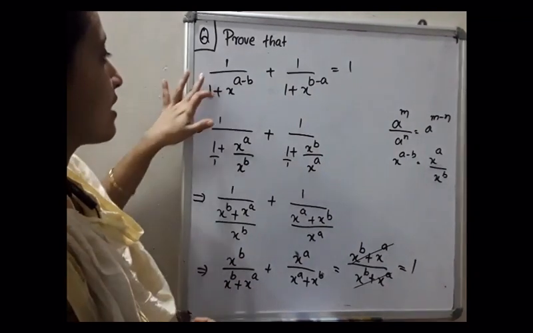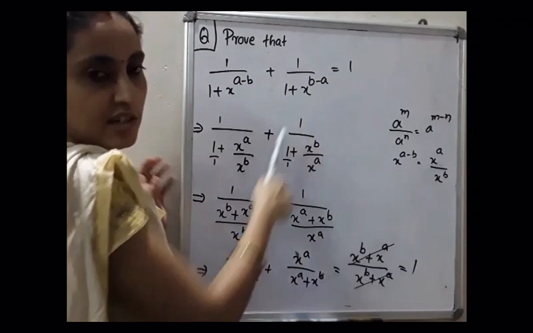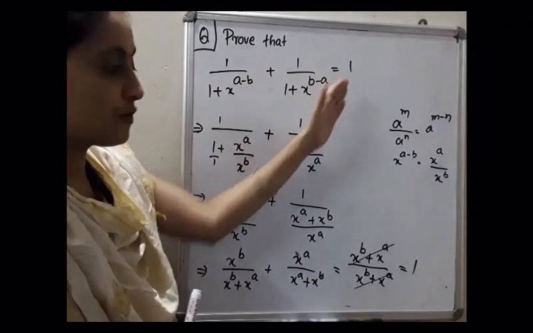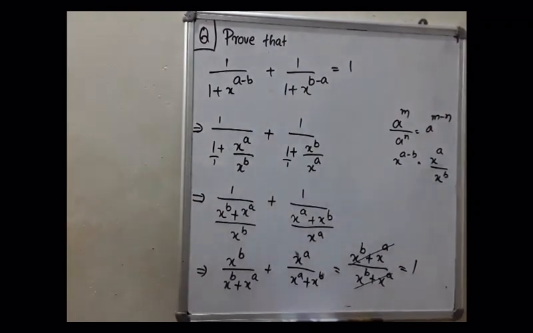So what we have to prove? 1 by 1 plus x raised to a minus b plus 1 by 1 plus x raised to b minus a is equal to 1. That we got as the answer, 1. Okay, so please write down this.